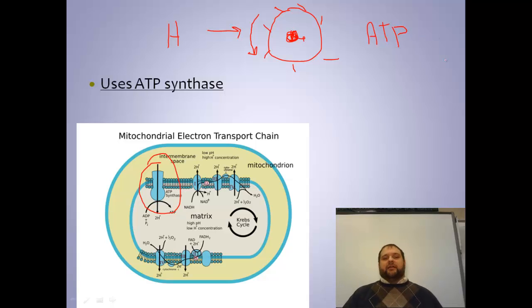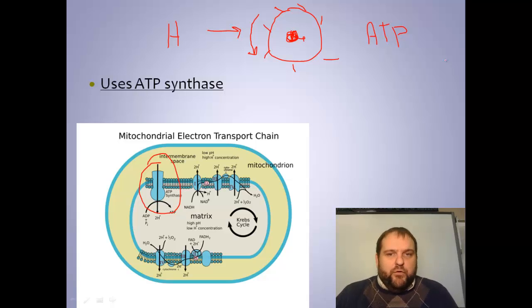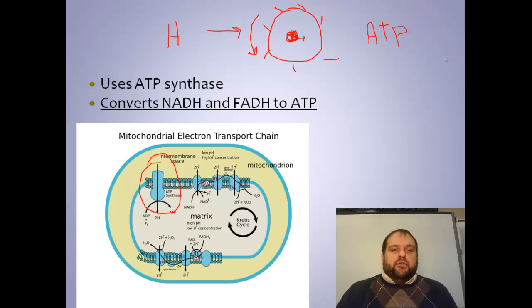We're going to do that same process. So it's going to use ATP synthase, and it's going to look a lot like the light reaction of photosynthesis, except we don't need to use light. We've already generated these high-energy electron carrier molecules. So in this case, we're going to take that NADH and FADH, and we're going to drop off the hydrogens and the electrons, and we're going to use those hydrogens and those electrons to make energy.